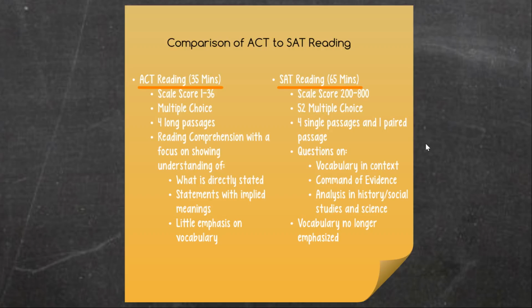The scale scores between 200 to 800. There are 52 multiple choice questions, 4 single passages, and 1 paired passage. And the questions are on vocabulary and context, command of evidence, analysis in history and social studies and science, and vocabulary is no longer emphasized.